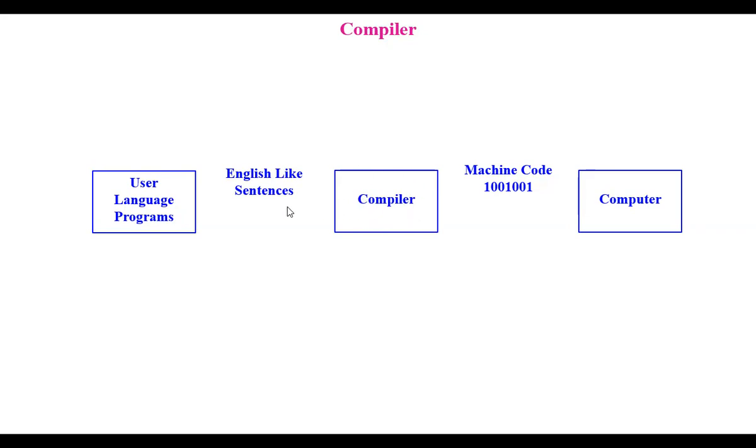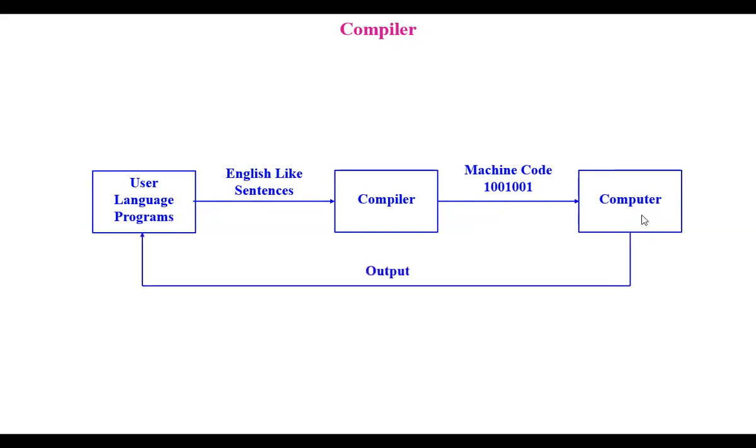The compiler takes up the English-like sentences and converts them into machine code. The computer understands the machine code and does the required operation. Suppose I want to add two numbers. This addition is written in English-like sentences. The computer understands it because it has the required code in machine code. It understands and does that addition operation and gives out the output. Finally, the computer gives out the output to the user. Okay, so we finally get the work done. So like this, the compiler works.